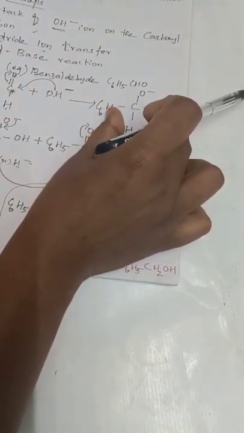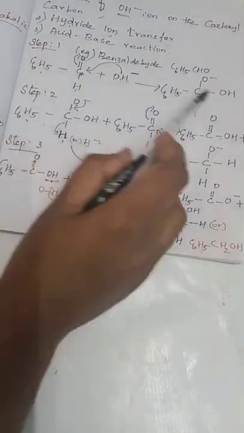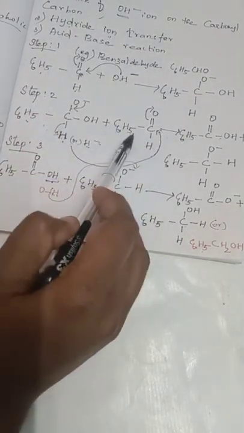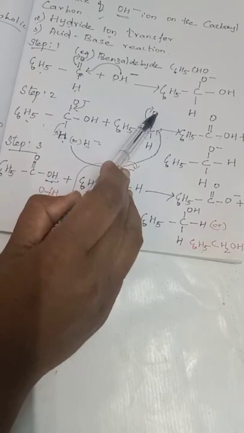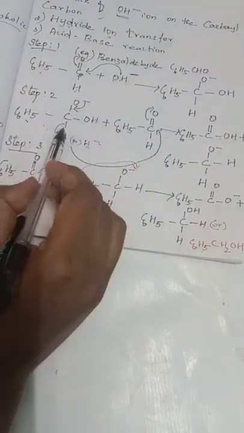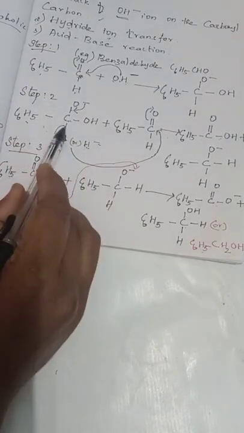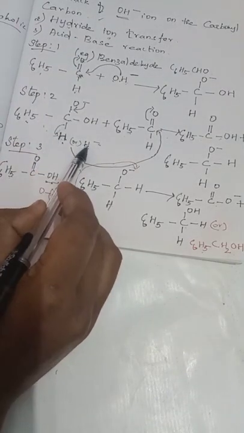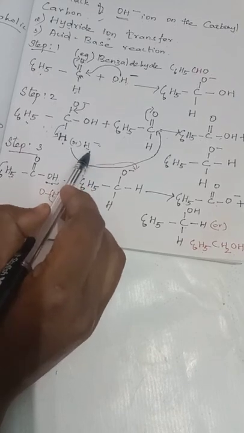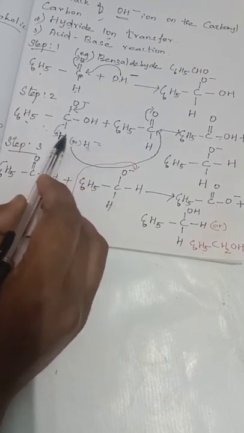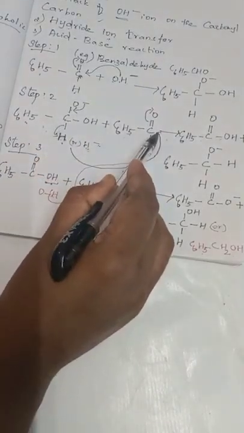Now you write this product. From step 1 we got one product. Now you write this product here in step 2, the same product, plus another molecule of benzaldehyde, C6H5CHO. Now transfer of hydride ion takes place in step 2. Here, this bond will shift here, it becomes H minus. This H minus is called a hydride ion. Now, this hydride ion will shift from one carbon to another carbon.